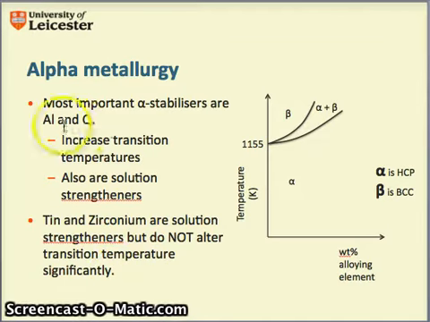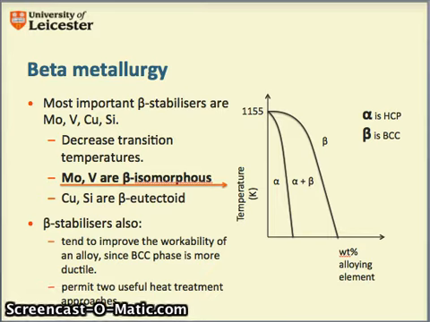So the alpha stabilizers, aluminium and oxygen, stabilize that alpha phase, so they push up the transition temperature as we add weight percent of the alloying element. In contrast, beta stabilizing elements are things like molybdenum, vanadium, copper, silicon. And these are in two different groups. Molybdenum and vanadium are called beta isomorphous alloys, and they produce a phase diagram that looks like this. So basically, as we're adding alloying element, the beta phase is becoming stabilized. You're more likely to have beta in your microstructure than just alpha.